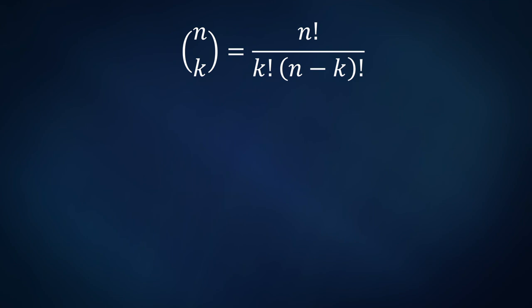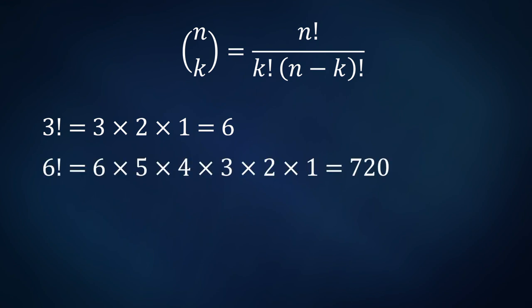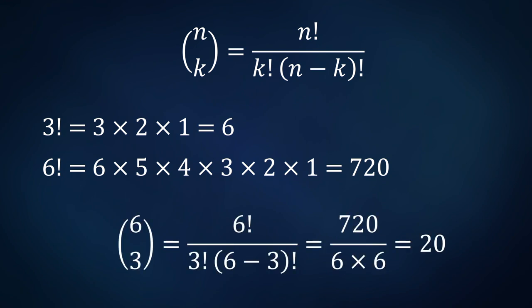It says that n choose k is equal to n factorial divided by the product k factorial times (n minus k) factorial, where n factorial is the product of all the numbers from 1 to n. For instance, 3 factorial, that's 1 times 2 times 3, is 6. And 6 factorial is the product of the numbers 1 through 6, which is 720. That means 6 choose 3 is 6 factorial over 3 factorial times (6 minus 3) factorial. That's 720 over 6 times 6. That's 720 over 36, which is 20.